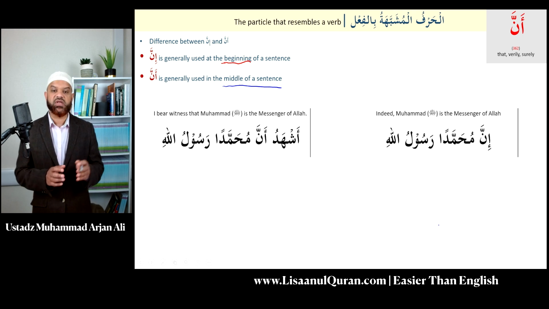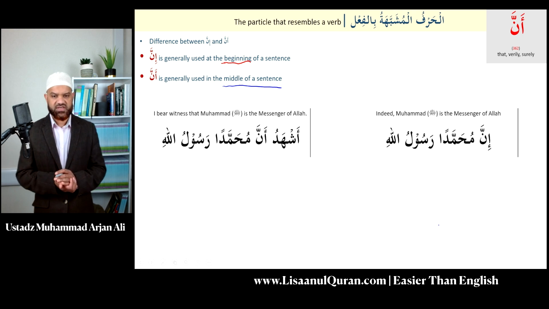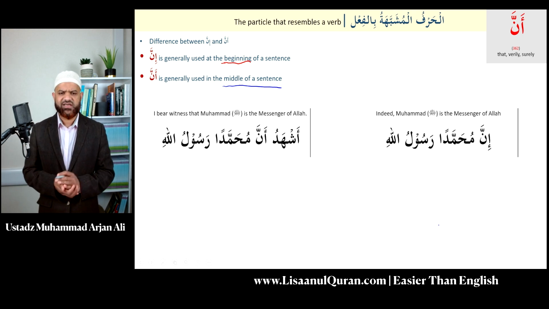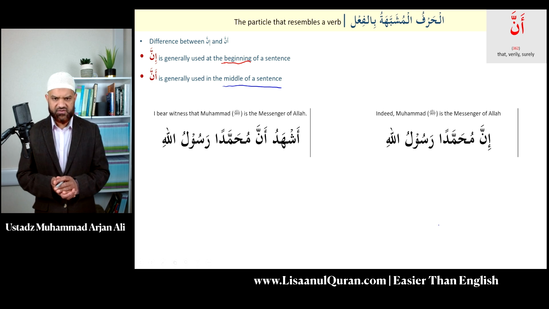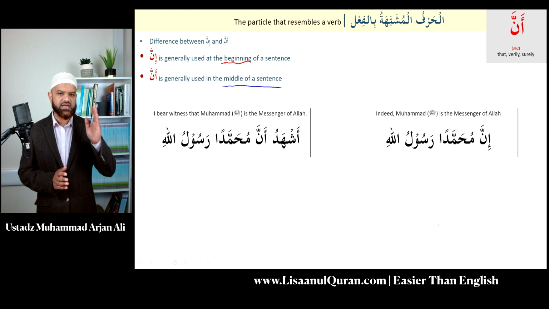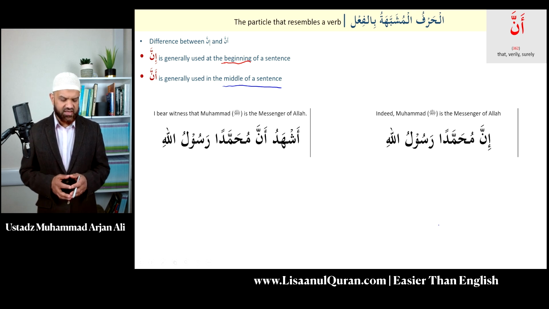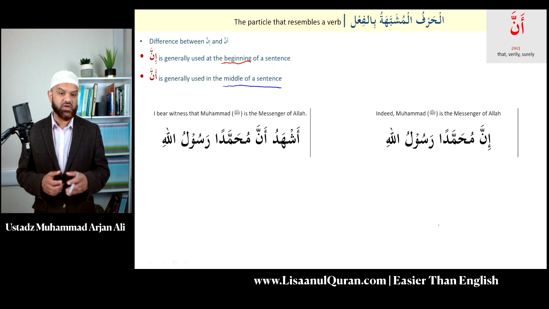There are occasions when inna can be in the middle of a sentence, but we will look at those exceptions later, particularly when we've looked at the verbs and a few other things, inshallah. But generally, this is a rule for you to remember: inna at the beginning, anna at the middle. Now, of course, in translation, in English, normally anna is translated as that. Also, it can be translated as emphasis, verily, surely, etc.